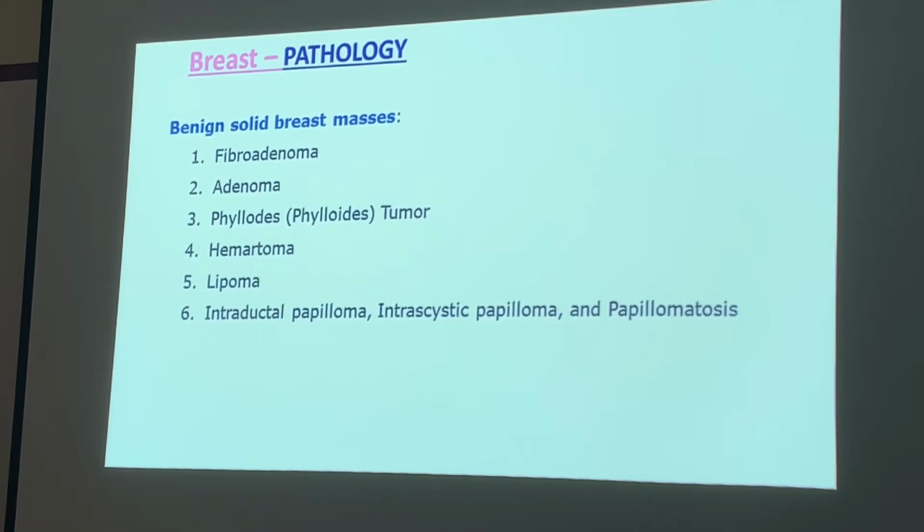Here's a list of our benign solid breast masses. Again, when it comes to pathology, there's so much more benign pathology than malignant pathology. So the first one is going to be fibroadenoma. We're going to talk about an adenoma, phyllodes tumor, a hamartoma. Guys, don't get that confused with a hematoma, right? A lipoma, intraductal papilloma, intracystic papilloma, and papillomatosis.